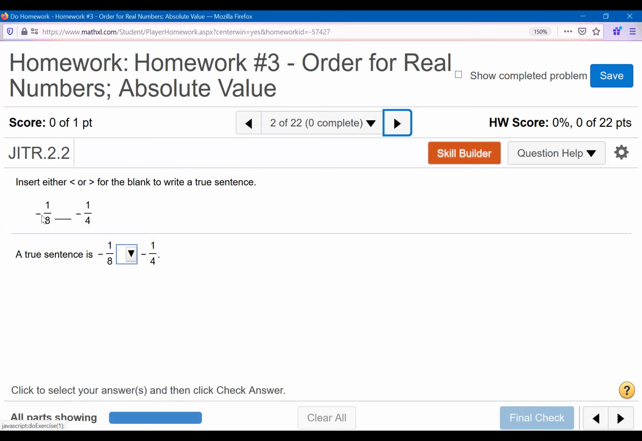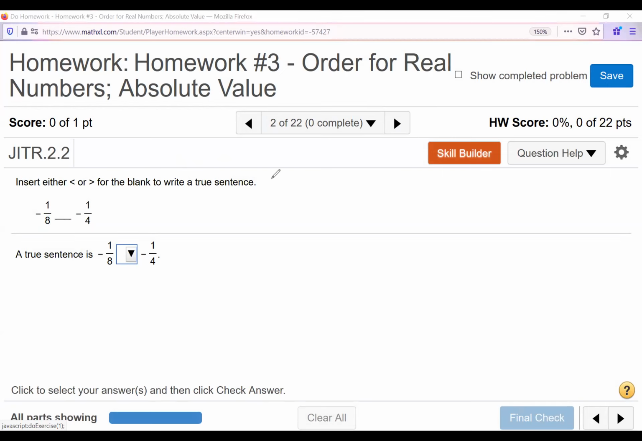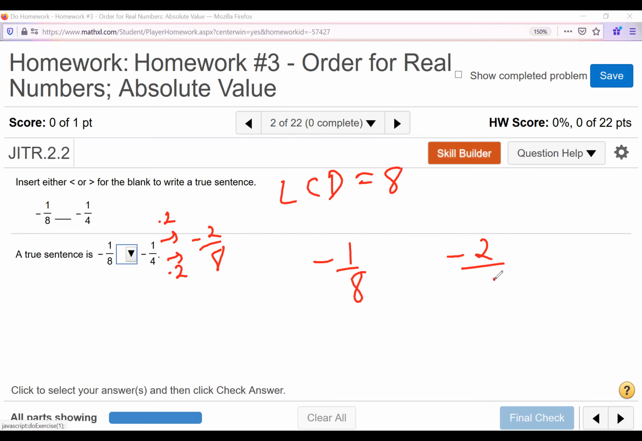4 goes into 8, so I think this is an example where we can change the fractions to have common denominators. So I can do a common denominator of 8 here. The 1/4 can just change to 2/8. If I multiply by 2, -2/8. So I can compare -1/8 with -2/8.